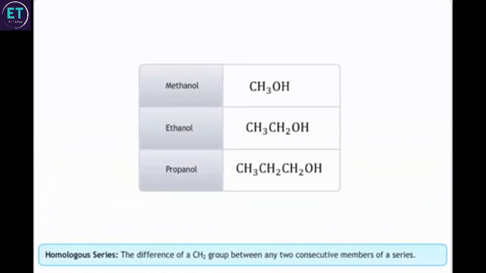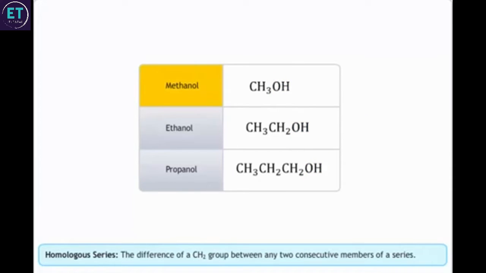When carbon compounds with similar functional groups were arranged according to the ascending order of the molecular weights, the difference between any 2 consecutive members of the series was found to be the CH2 group, and such a series is identified as a homologous series. Let's consider the family of alcohols. The functional group in alcohols is OH.